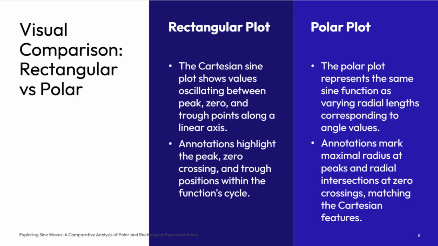Both representations describe the same mathematical function but emphasize different perspectives. In the rectangular plot, the sine wave appears as an oscillating curve along a straight horizontal axis. In the polar plot, the same function is represented as varying radial distances around a circular path. Although they look different visually, they describe the same mathematical behavior.